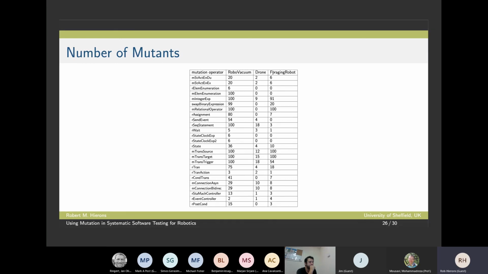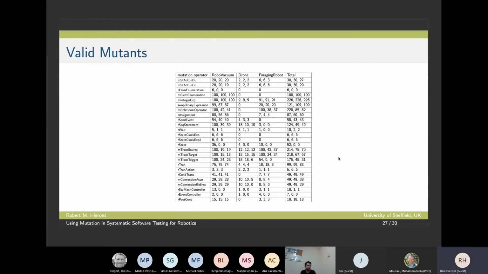For the intermediary side, the foraging robot, we have 3 operators that get to 100, and for the very small example, drone, we have none. And then we have a number of operators that lead to fewer. So you see there's a variety of patterns, as you'd expect, because different models have different sets of features. So, for example, here we have one operator that for RoboVacuum generates 100 and produces none for the others. So this is obviously mutating elements that are in one model, but not in the others.